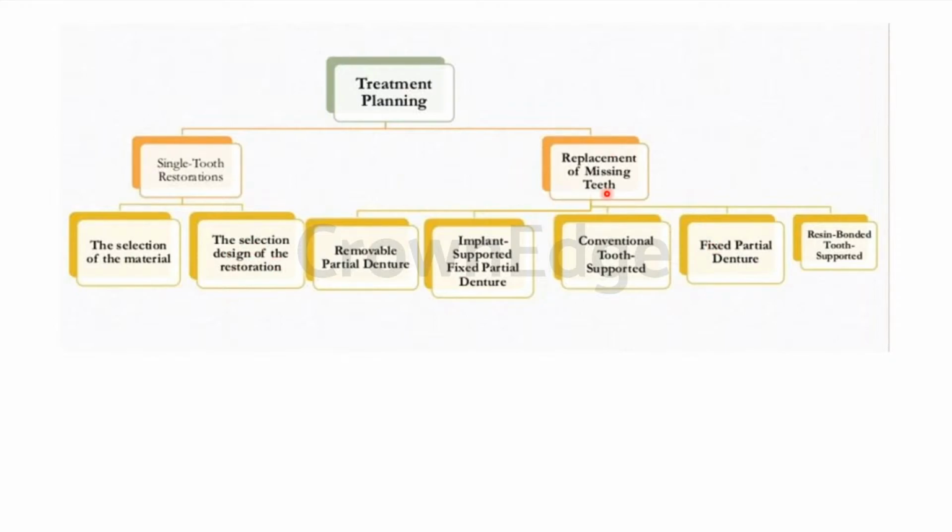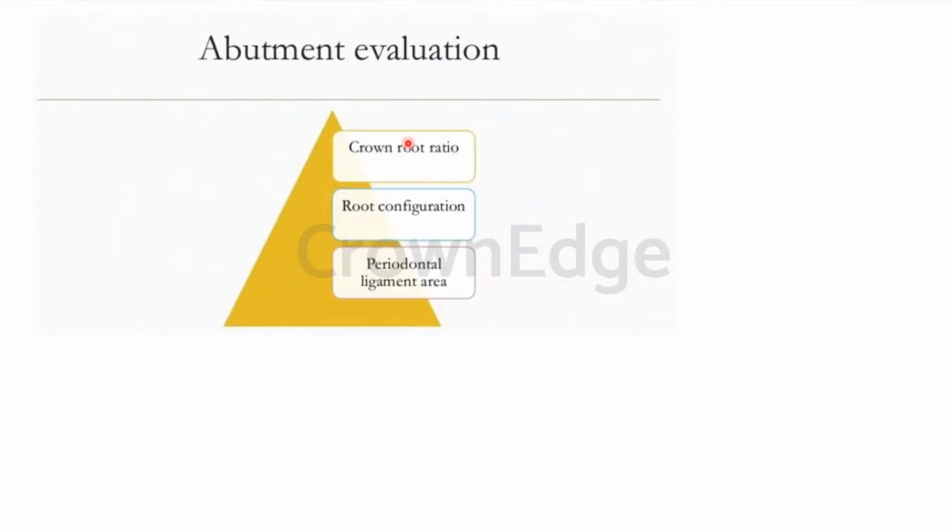If you want to replace a lot of teeth, then you have to make all these calls, right? Whether you're going to go for an RPD, implant supported, a normal FPD, or a resin bonded tooth supported system. So this is what you have to decide with regards to your treatment planning for your single tooth restorations or for the restorations of replacing a large number of teeth. So material and design is what's called into consideration. Also, the abutment evaluation, right? So we have crown root ratio, root configuration.